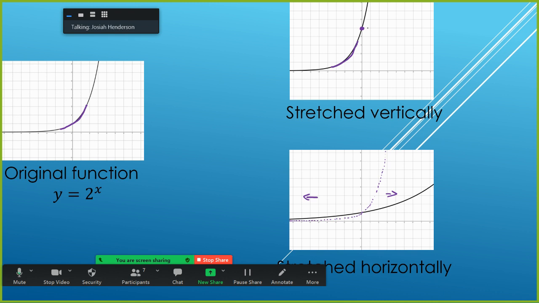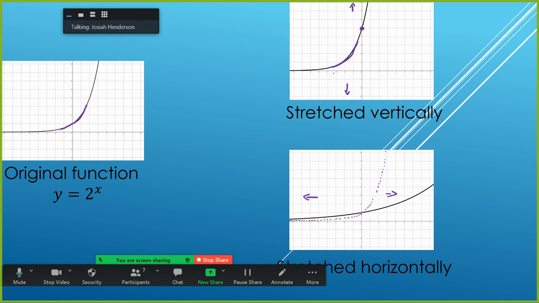And what happened for the above picture, the stretch vertically, is we took the original and stretched everything upwards and downwards by some factor. So these ones can be tricky.